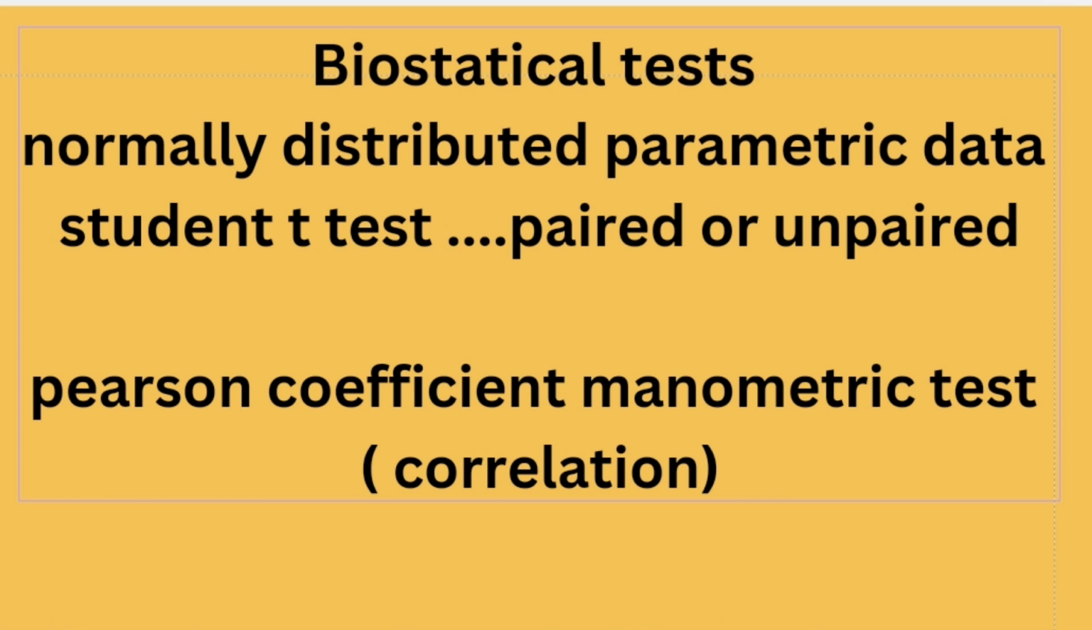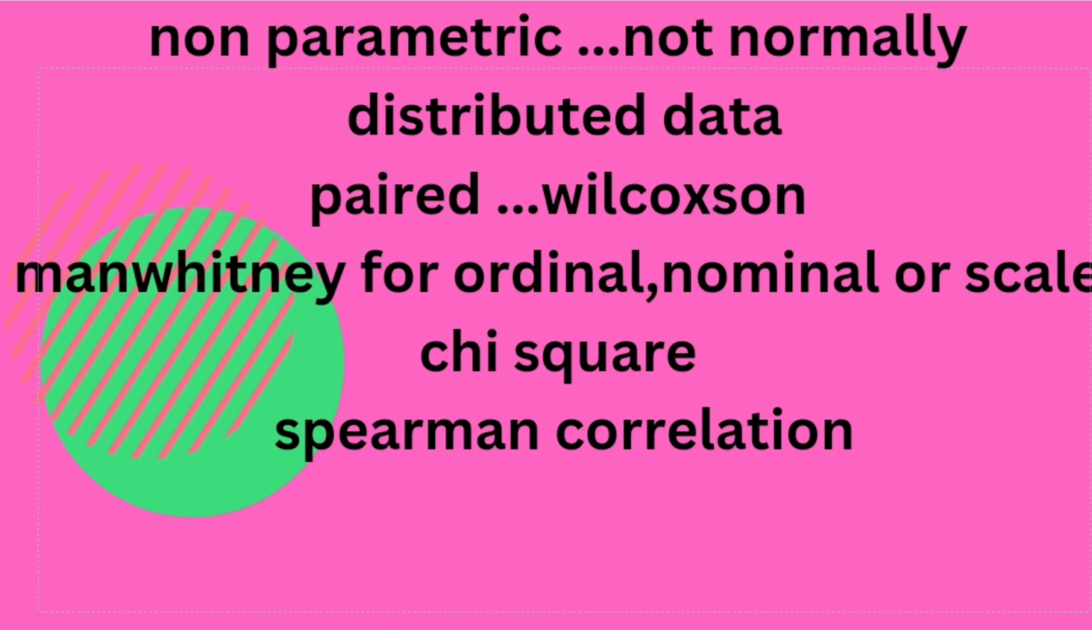Then what test do we apply for this data? If data is normally distributed and it is measurable, there is the student t-test, which can be paired or unpaired, or for finding correlation between two variables, we use the Pearson coefficient parametric test. While if the data is not normally distributed and it's not measurable, then we have another series of tests. For paired data, we use the Wilcoxon test, then Mann-Whitney for ordinal, nominal or scale data, chi-square for the proportion of people getting two different interventions, and the Spearman test is used for correlation.